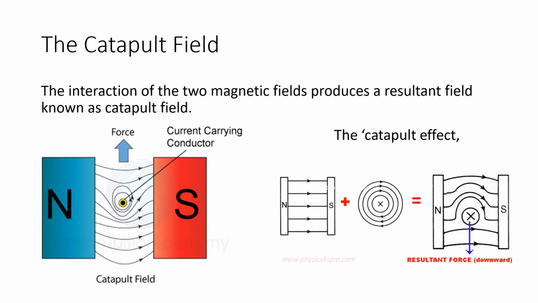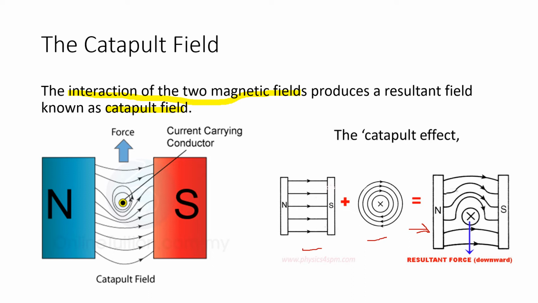Now we learn about the catapult field. What does the catapult field mean? The interaction of two magnetic fields produces a resultant field known as the catapult field. The picture on the left hand side shows the result when there is an interaction between a permanent magnet and a current carrying conductor, an electromagnetic field. The picture on the right hand side shows it more clearly. A permanent magnet reacts with a temporary magnet, so this shows the result. This is the catapult effect or the catapult field.